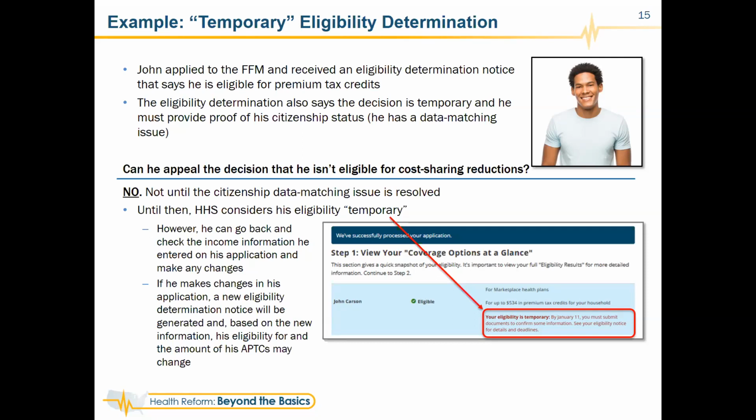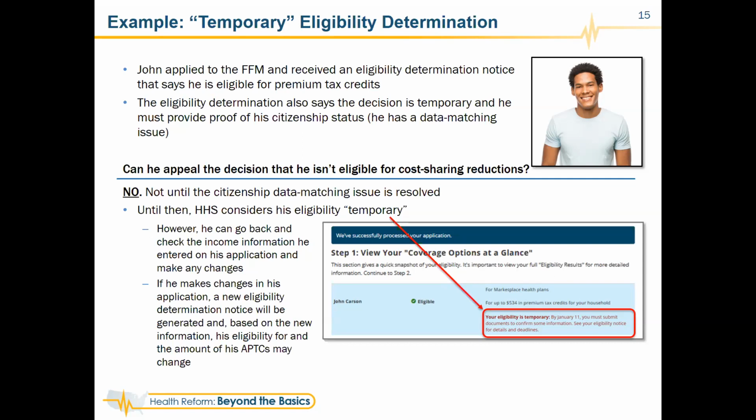So again, just to reiterate, individuals can appeal final determinations, but if an eligibility notice includes any type of inconsistency, that's going to be a temporary eligibility determination, and an individual is not going to be able to appeal that until the individual resolves that inconsistency, or the time period to resolve the inconsistency runs out and a new final determination is made.